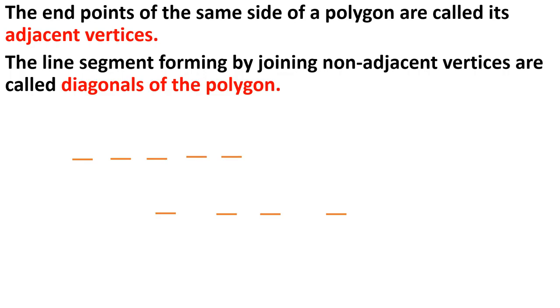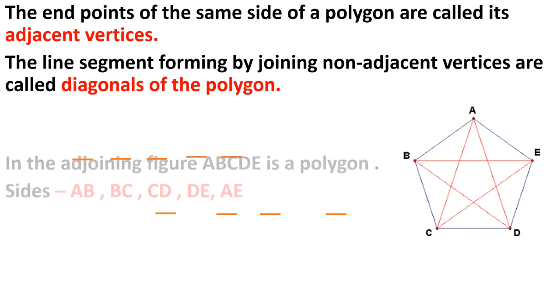Now adjacent sides. What are adjacent sides? Two sides of a polygon with a common end point are called its adjacent sides. Adjacent means साथ वाली, exactly साथ वाली. So when we are making a polygon, see the two sides of a polygon with a common end point, whose end point is common. One end point is common, those are called the adjacent sides.